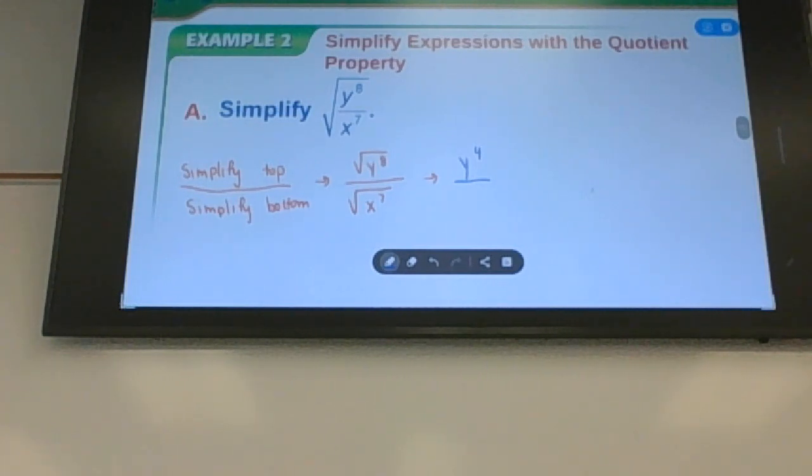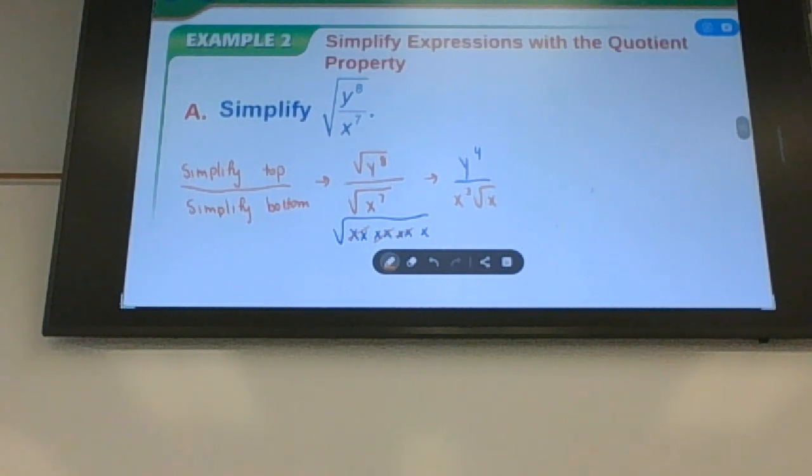x to the 7th? Yeah, so unfortunately, 7's not an even number. So if I thought about 7, right, there's 7 x's. I can take out 1, 2, 3, and I would have x to the third square root x. Everybody okay with that? Wait, hold on. How much did you take out? You took out 6? I took 3 out. Because you have to go by 2s.